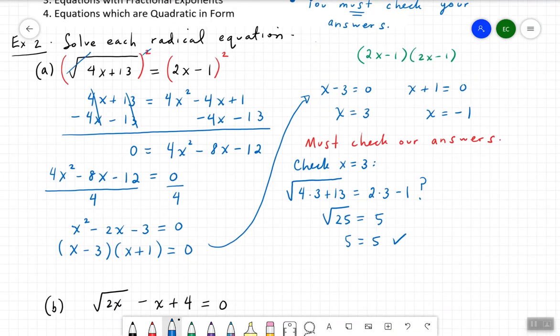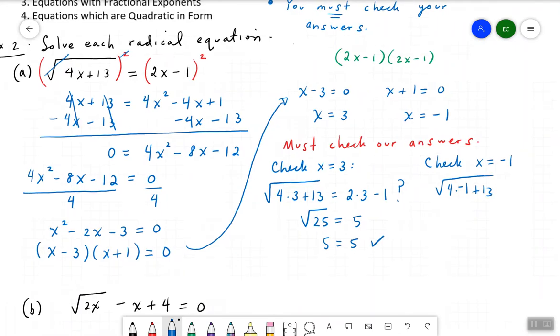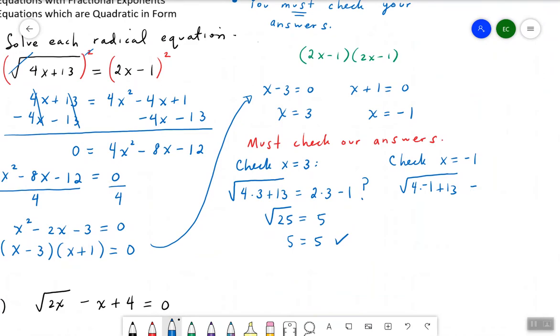And then let's go ahead and check the other solution. Check x equals -1. And we would get the square root of 4 times -1 plus 13 is equal to 2 times -1 minus 1. And that's a question again.